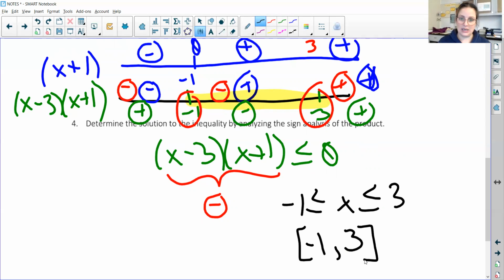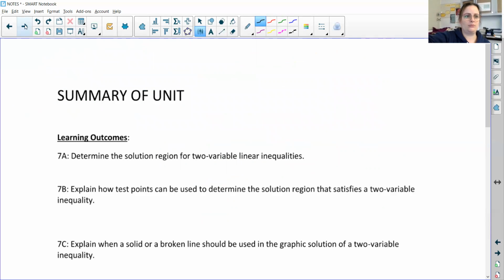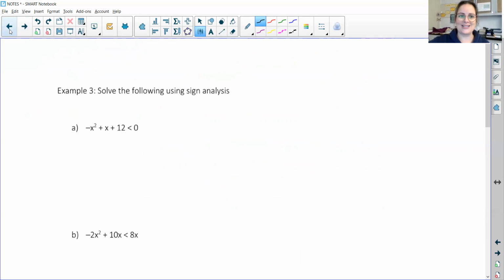And that is sign analysis. Let's look at a couple more examples. Let's do this one here. And the reason why I want to do a couple more examples is to show you how you can use this for a little bit more complex inequalities where the other ones might not be as helpful.